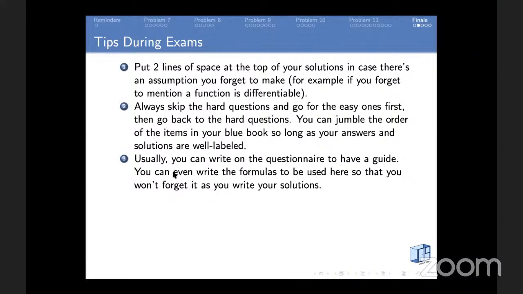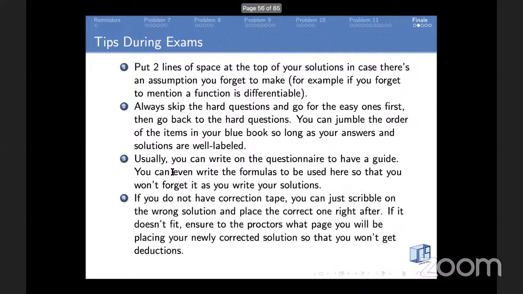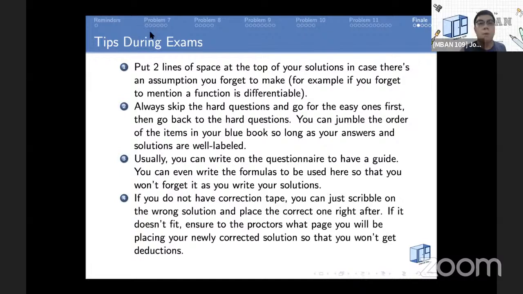Okay, next. If you do not have correction tape, you can just scribble on the wrong solution and place the correct one right after. So siguro in this step, basta as long as pumapayag yung prof na mag-scribble ka dun sa feeling mo mali yung solution mo, you can do this. Thus, if it doesn't fit, inform the proctors what page you'll be placing your newly corrected solutions so that you won't get deductions.